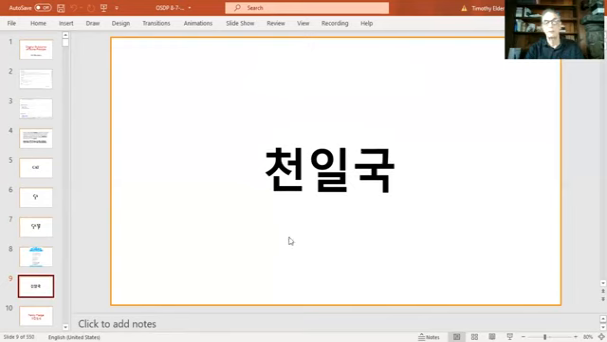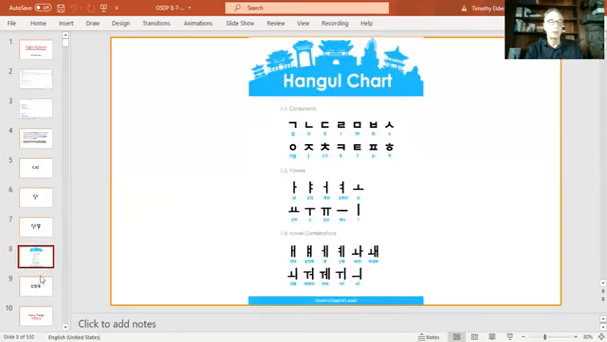This has 3 syllables. It's a word with 3 syllables, and each of the syllables has 3 letters. You've got one here, a second one here, and a third one there. One here, a second one there, and a third one there. One here, a second one there, and a third one here. So this is a word with 3 syllables, and each of the syllables has 3 letters. So all we have to do now is look up those letters on this chart, and we'll be able to figure out what's going on here.